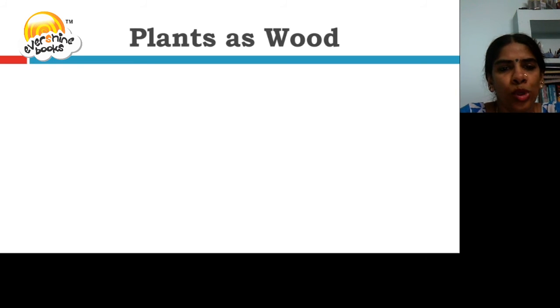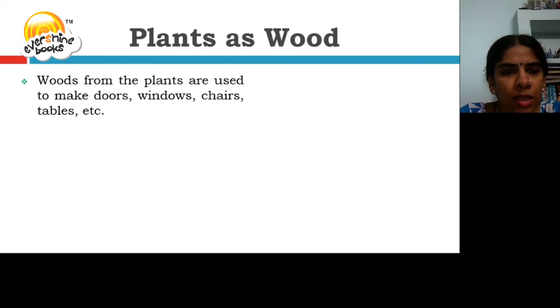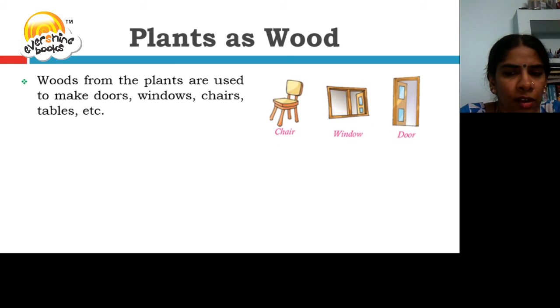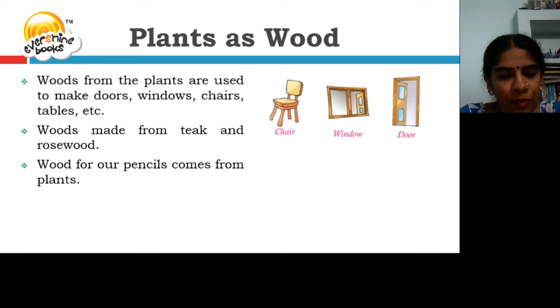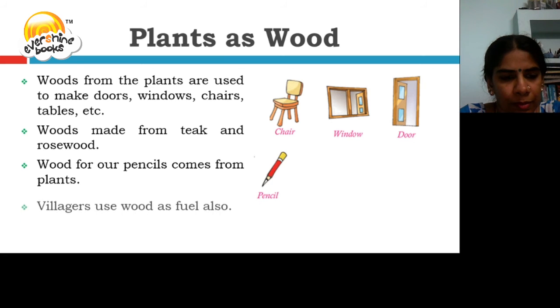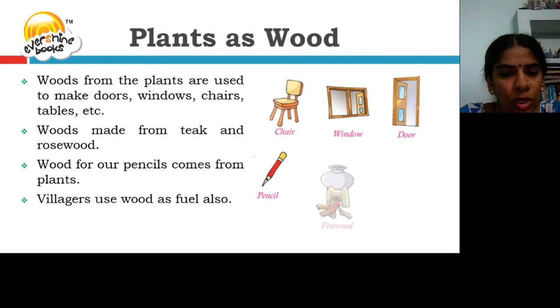Plants as wood. Wood from the plants is used to make doors, windows, chairs, tables, etc. Wood is made from teak and rosewood. Wood for our pencils comes from plants. Villagers use wood as fuel.